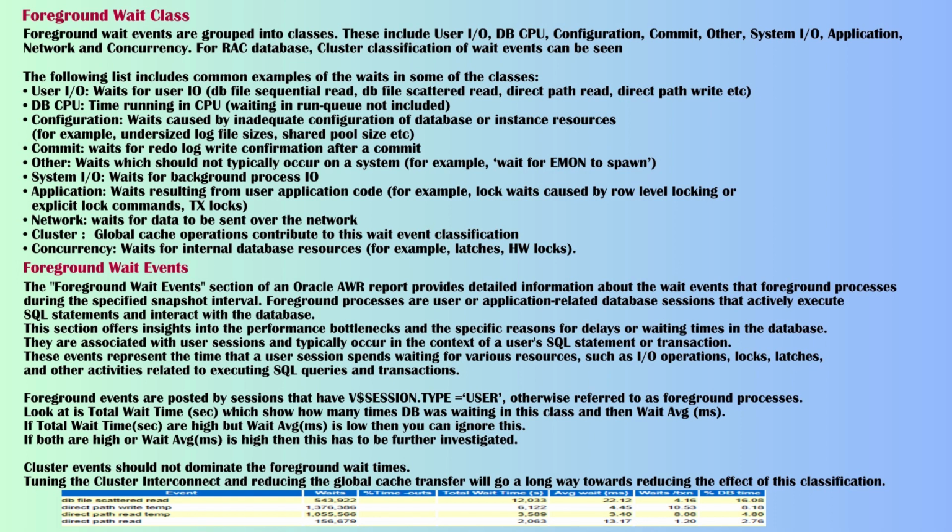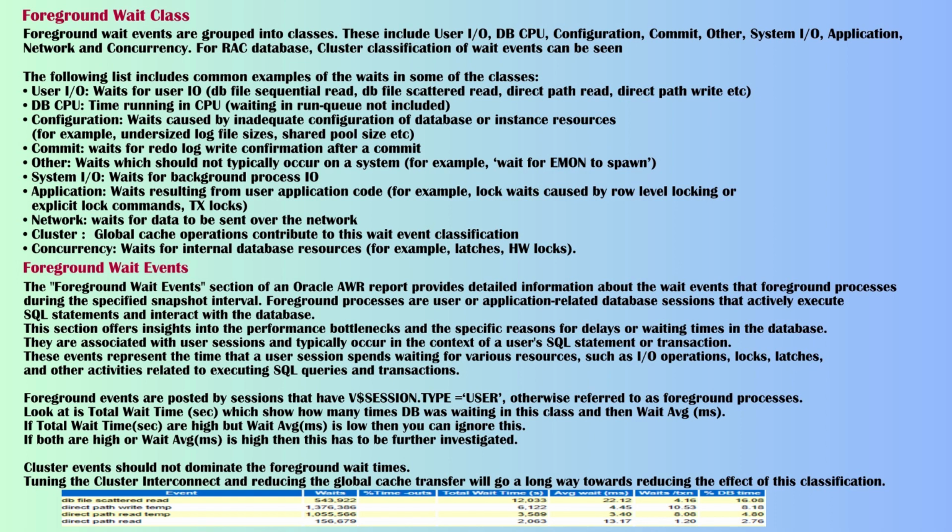Application, waits resulting from user application code, for example, lock waits caused by row-level locking or explicit lock commands, TX locks. Network, waits for data to be sent over the network. Cluster, global cache operations contribute to this wait event classification. Concurrency, waits for internal database resources, for example, latches, HW locks.